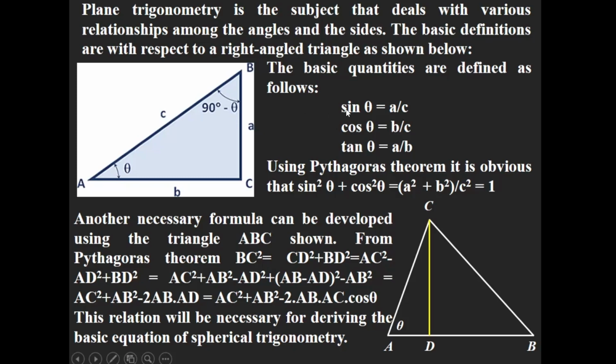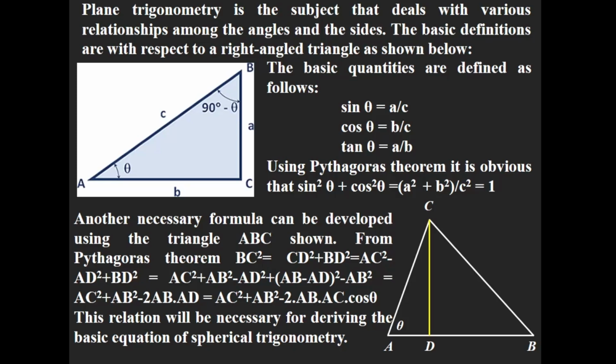Now another thing you see is that by Pythagoras theorem, sine square theta, that means A by C whole square, plus cosine square theta, that is B by C whole square, is nothing but A square plus B square by C square. Now Pythagoras theorem tells A square plus B square is C square, so this is equal to 1. So sine square of a particular angle plus cosine square of that angle is always 1.